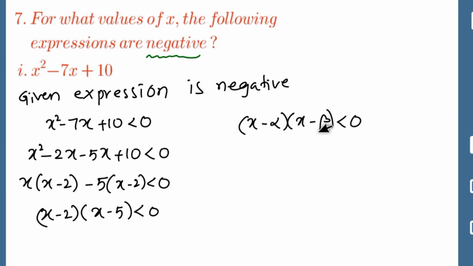So x minus alpha into x minus beta less than 0, then what are the x values? x lies between alpha and beta. Alpha beta మధ్యలో ఉంటుంది. So what is alpha value? 2. What is beta value? 5. So 2 less than x less than 5. Then the expression is negative. Expression negative అవుతుంది. అంటే దీనికి క్లియర్గా చెప్పాలంటే యాక్చువల్గా దీనికి డయాగ్రామ్ డ్రా చేయాలి.